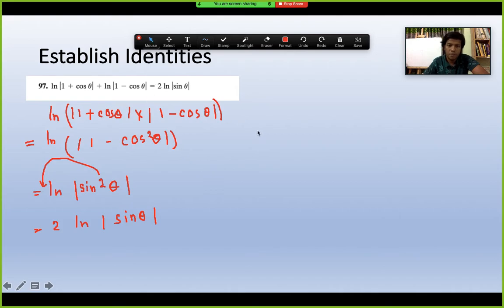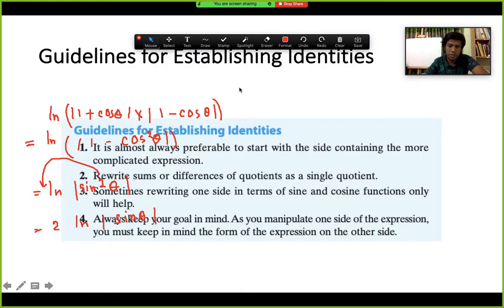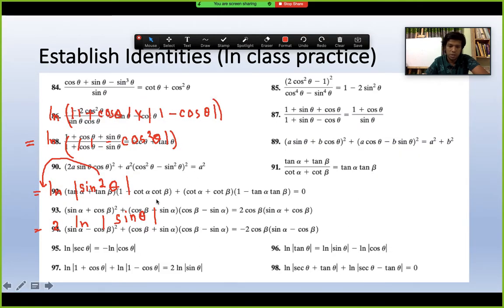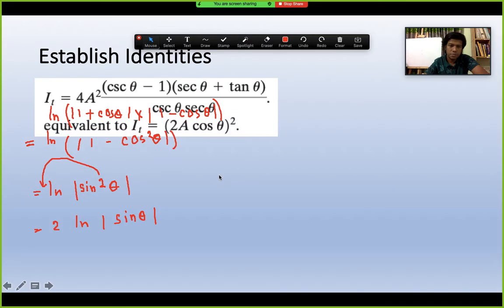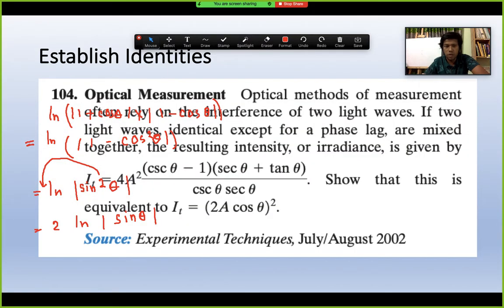There are a few more maths here related to logarithm. Let me show you that. As you can see, 95, 96, 97, 98, all of them are related to logarithm. Now let's try to solve one math from our real life application math.